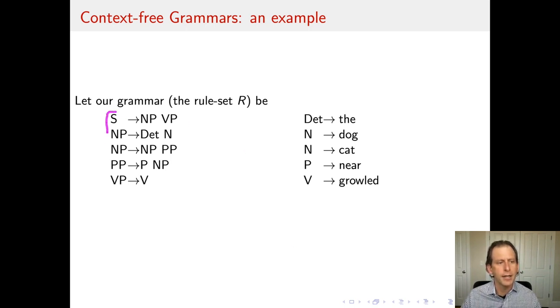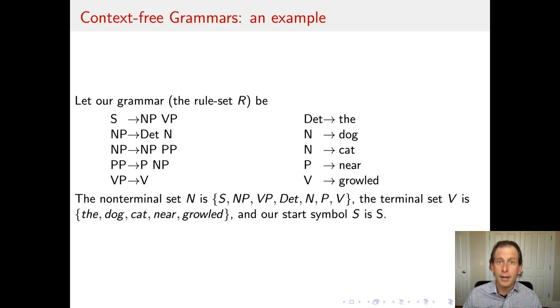Those are the rewrites of what we might call phrasal categories. That's not a formal designation, but it is an informal distinction between categories that have words on the right-hand side in their rewrites and categories that don't. And you'll see this a lot. This is an instance of that. Then on the right-hand half of this screen, we see the rewrites that lead to terminal symbols. Determiner rewrites as the, noun can rewrite as dog, noun can also rewrite as cat, preposition can rewrite as near, and verb can rewrite as growled.